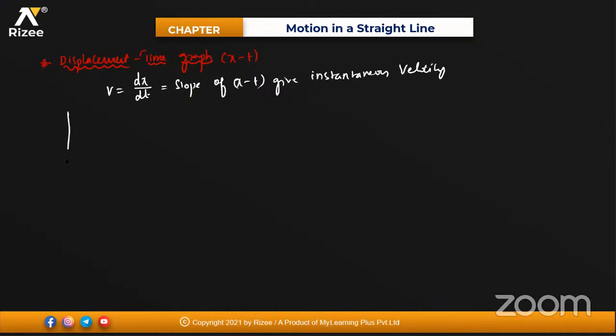Okay. The graph is something like this. This is your t and this is your x. And if the graph is a straight line like this, this is your x naught. It means velocity will be equal to 0. That means the body is at rest.